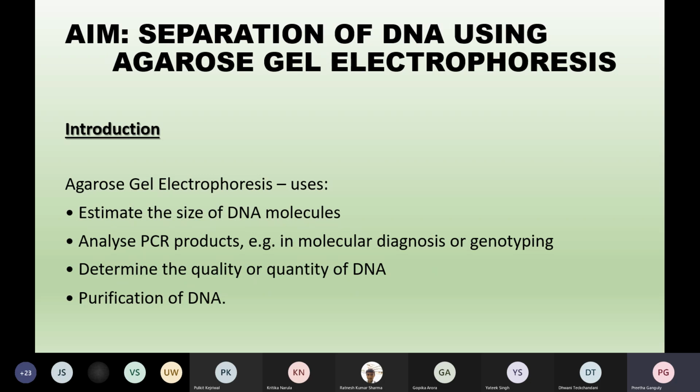Now, where do we use this agarose gel electrophoresis? Generally agarose gel electrophoresis is used to estimate the size of the DNA molecule. It is also used to analyze PCR products for molecular diagnosis and genotyping. It is used to determine the quantity and the quality of the DNA and for purification of DNA.